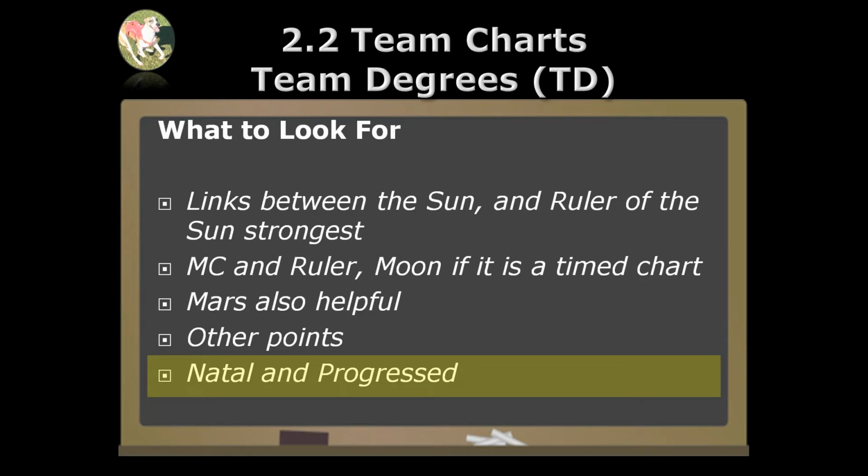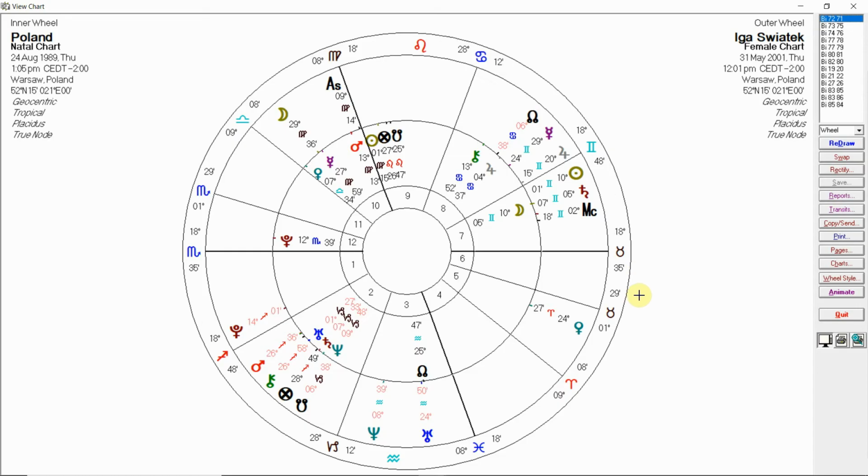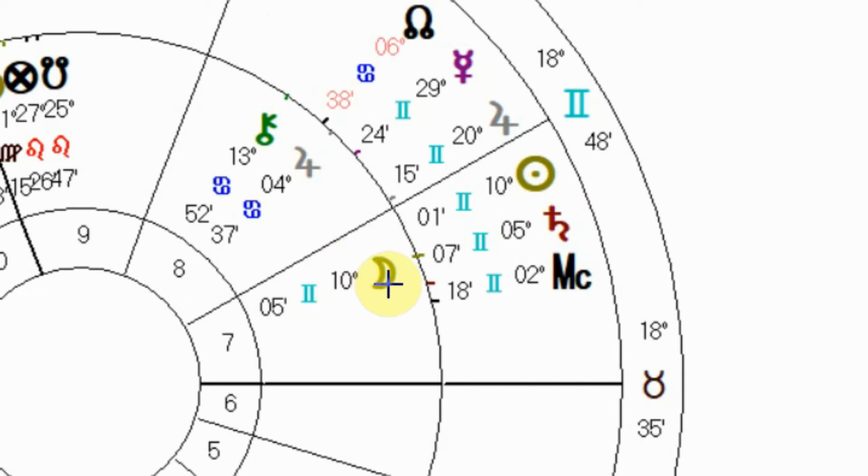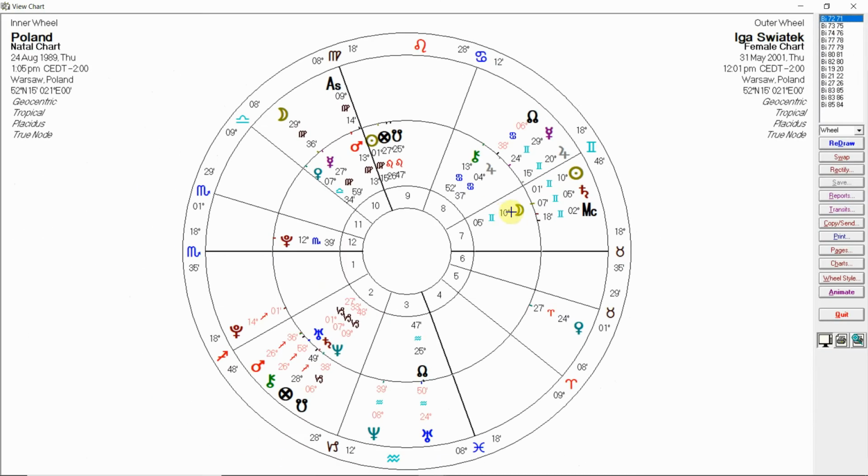So let's have a look at some examples. First one is the current women's world number one, Iga Swiatek from Poland. We're looking at the link between her chart and the Polish chart. The Polish chart is on the inner ring and her chart is on the outer ring. Straight away you can see this very strong connection here. The moon for Poland, which represents the public, and her sun is exactly conjunct that moon. A very, very strong link between Swiatek and Poland.